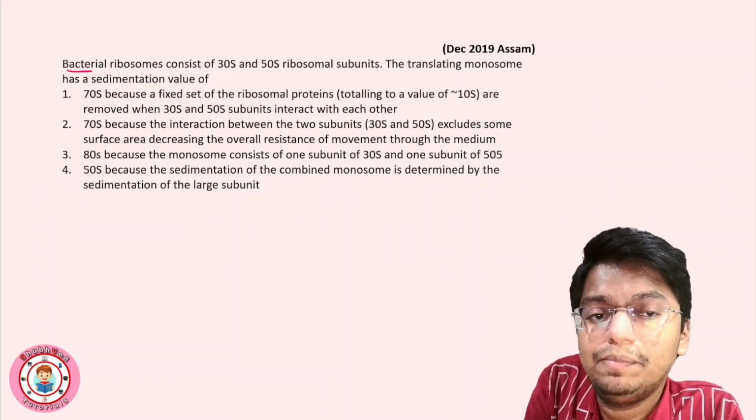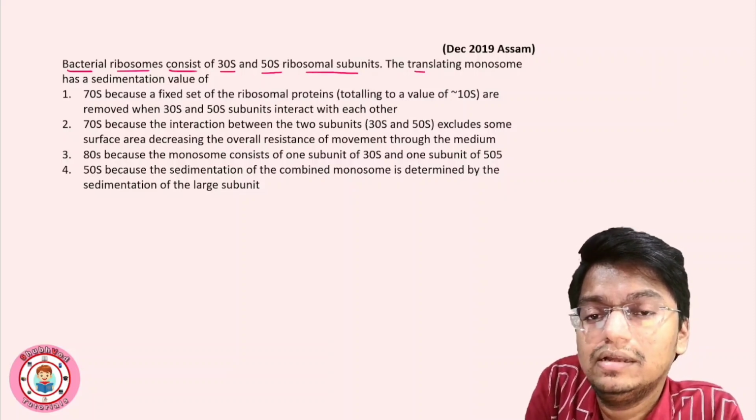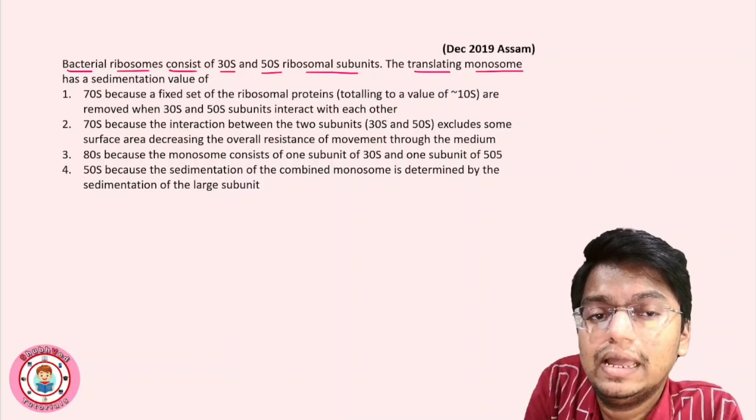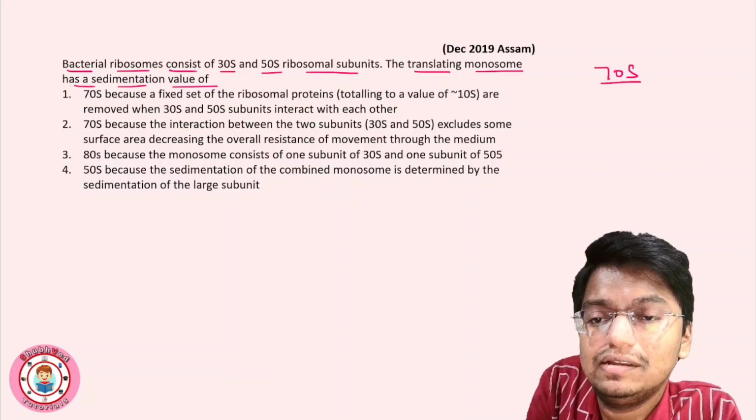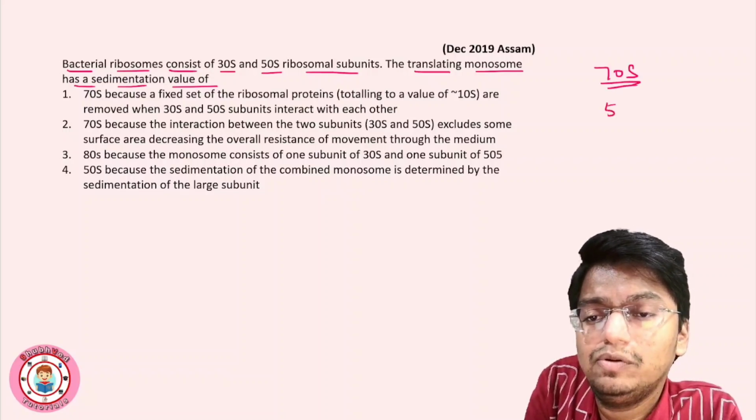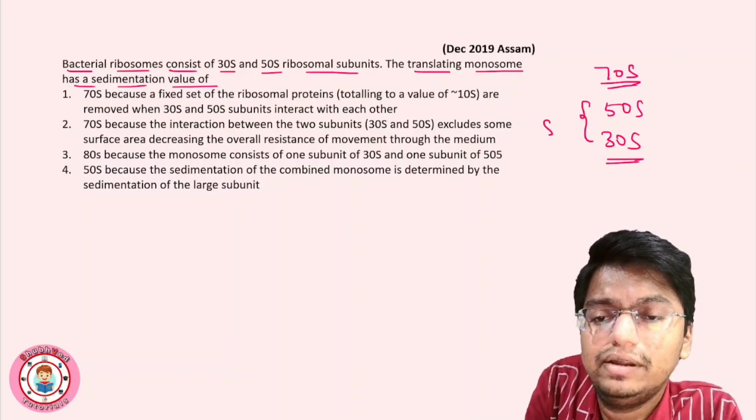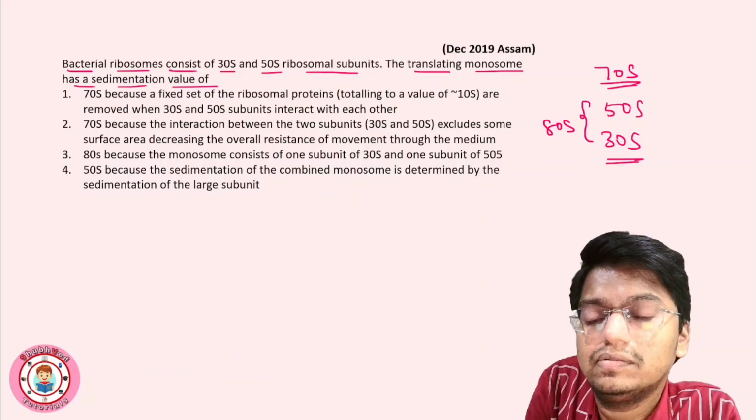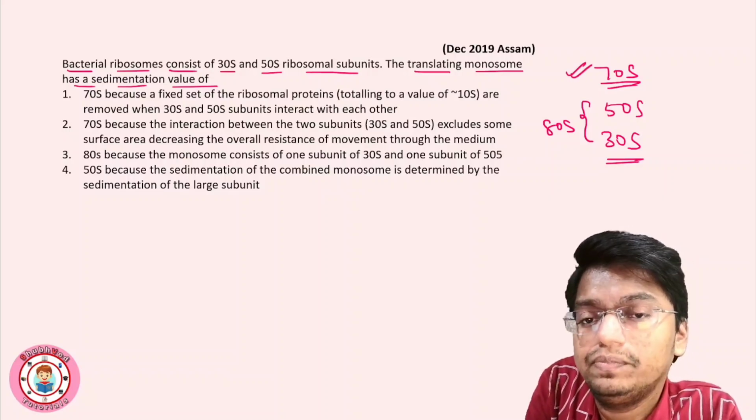Next one, bacterial ribosome consist of 30S and 50S ribosomal subunits. Right, the translating monosome has a sedimentation value of. Okay, so bacterial ribosome का केस है 70S. राइट, large subunit 50S, small subunit 30S. ओके, इसका टोटल होता है 80S, बट एज ए यूनिट हम 70S बोलते हैं, राइट? Why so?